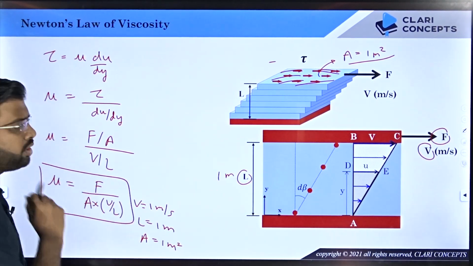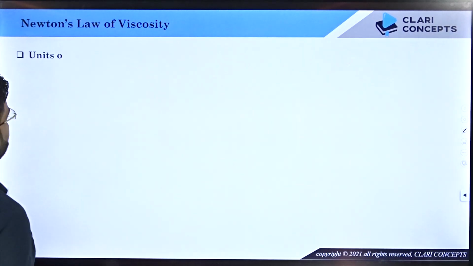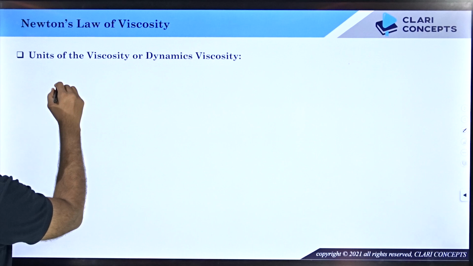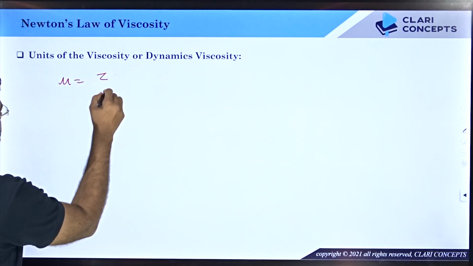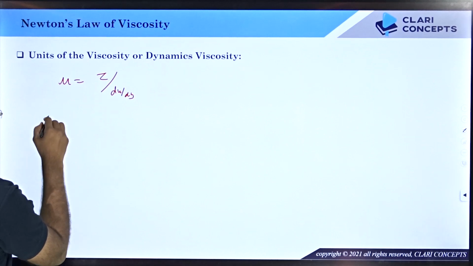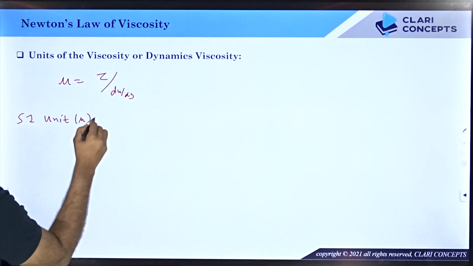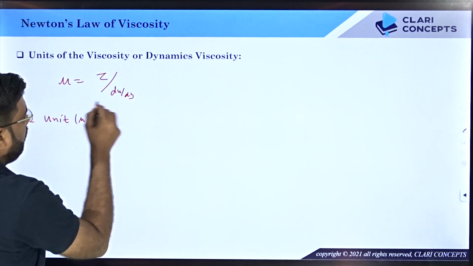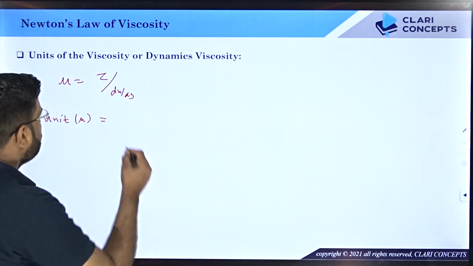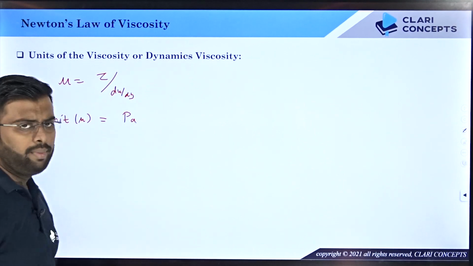So let us talk about the units of viscosity first to understand more about it. I know that mu is equal to tau divided by du by dy, right? So the unit of mu should be equal to what? I would write SI unit of mu should be equal to SI unit of tau divided by SI unit of du by dy. So what is the SI unit of tau? It is Pascal, or you can say Newton per meter square.